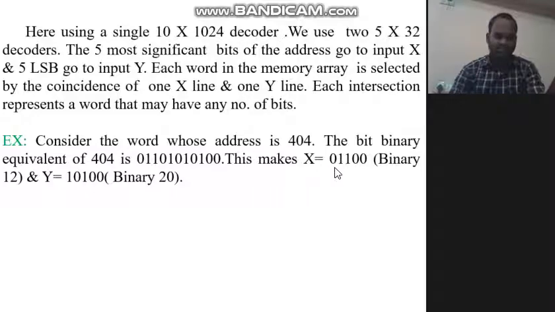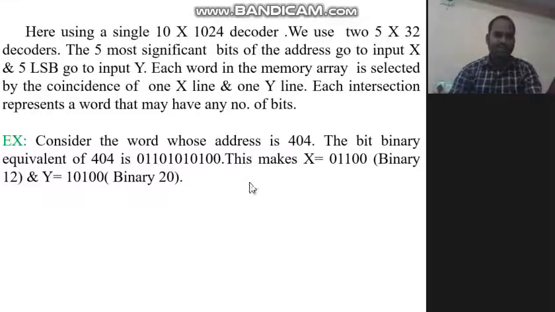So x is equal to 01100, which locates the x direction. The 5 MSBs locate the x direction, and the 5 LSBs locate the y direction. The LSB 5 bits are 10100. The x value 01100 in binary is 12 in decimal, and the y value 10100 is 20 in decimal.